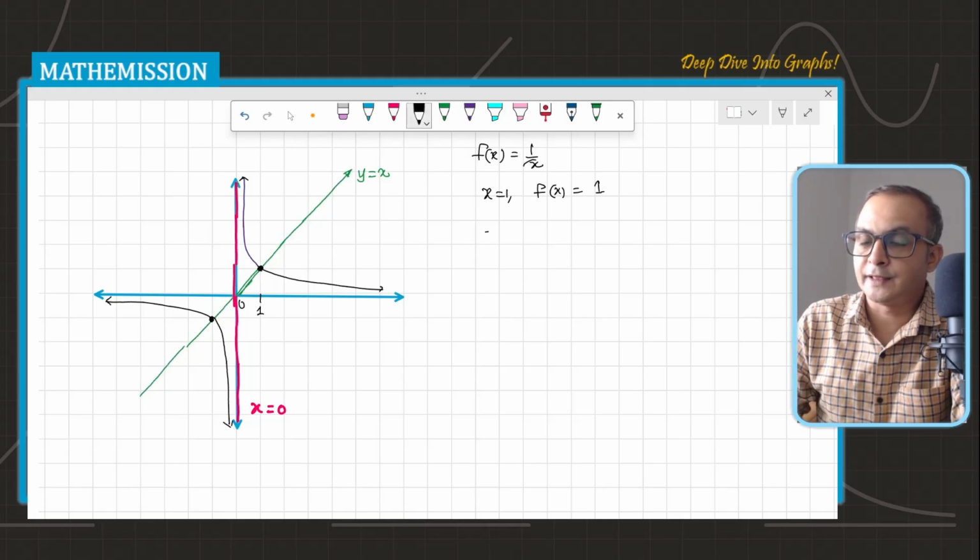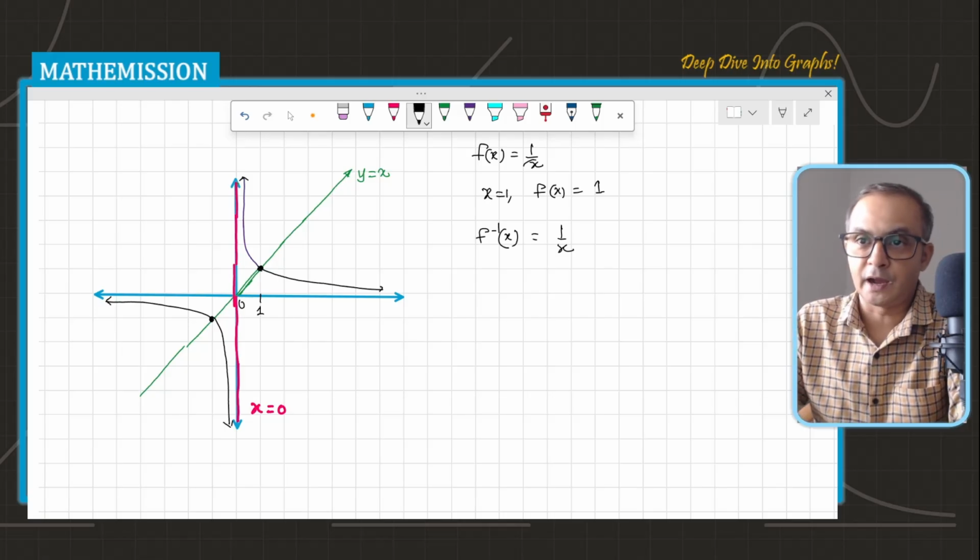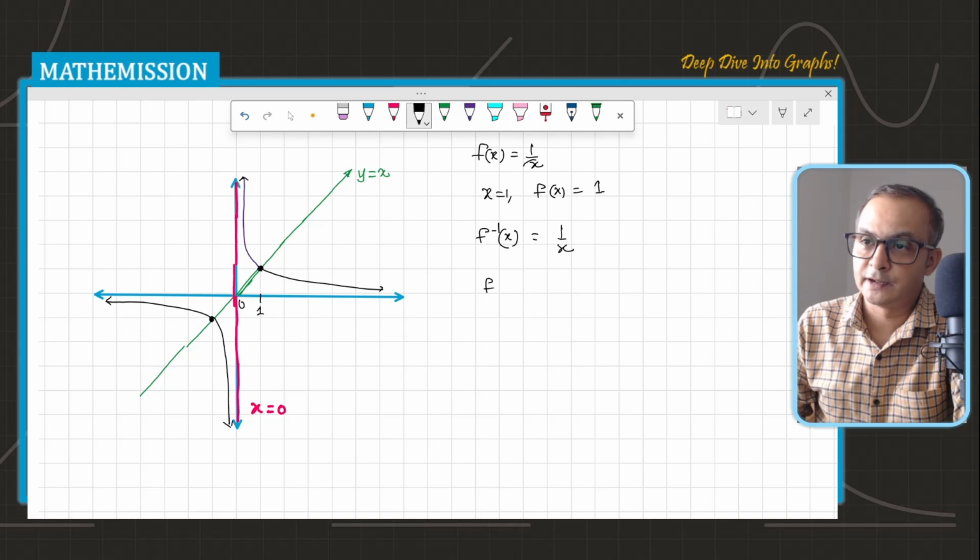Because when you find the inverse of this function f(x) = 1/x, the inverse is still 1/x. So when a function and its inverse are the same, then the graph itself will be symmetrical about y = x, because here you can see that the function is f(x) = 1/x, the inverse is still 1/x. So f(f(x)) is x.